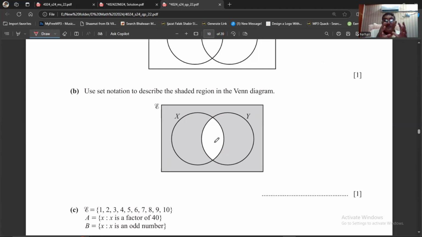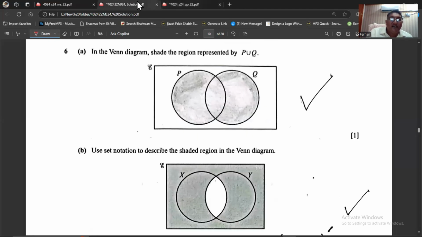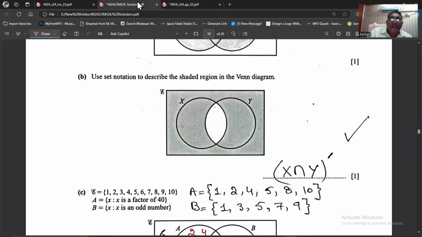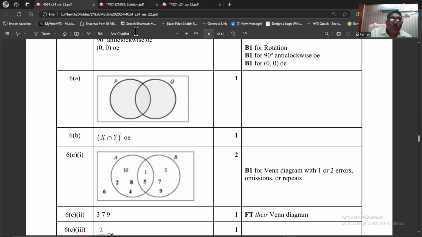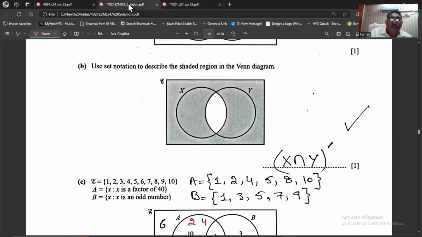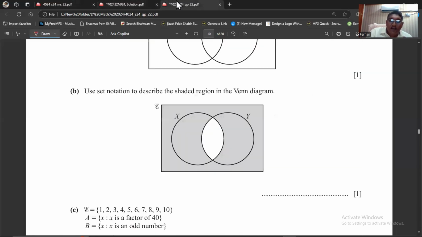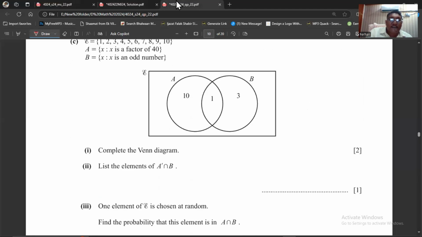And this means you have not shaded this. The rest of the thing is shaded. That means X intersection Y whole complement. So this is basically X intersection Y whole complement. I hope you understand. X intersection Y whole complement is the right answer, sir. This is my answer.